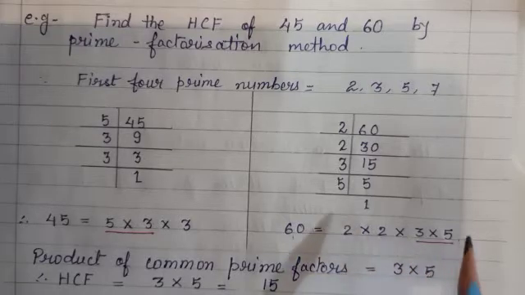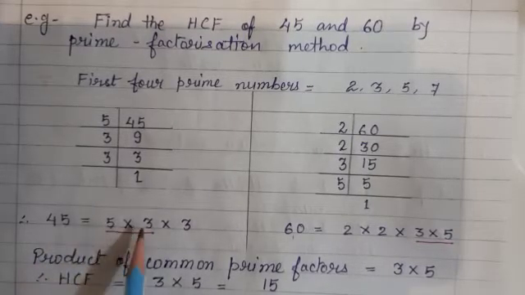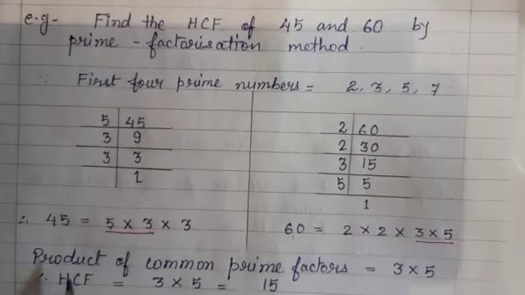The product of the common prime factors we have to find to get the HCF. So what are the common prime factors? 5 into 3. Here also we are getting 3 into 5, which means 5 into 3. Therefore HCF is 3 into 5, which is equal to 15.